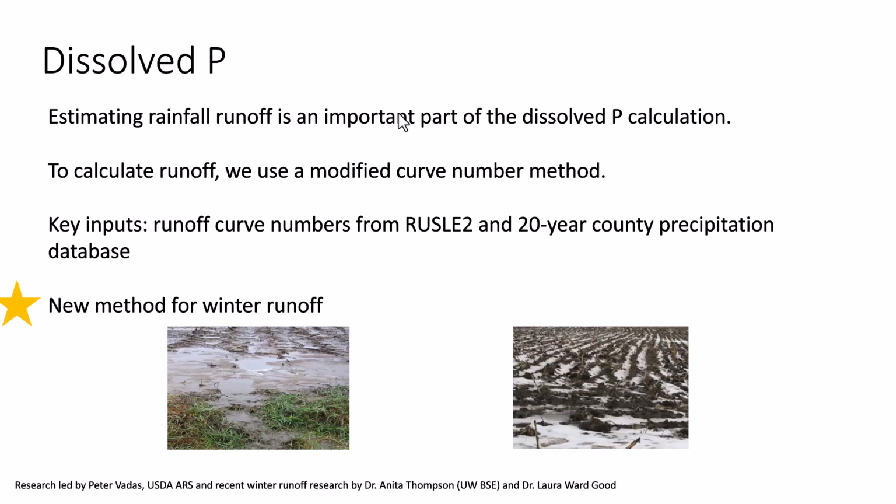The thing that's new here with the way that we're calculating dissolved phosphorus is that we have a new method for winter runoff. And the important thing to know about that method is that it's now consistent with the modified curve number method we use in the spring, summer, and fall seasons. So in the P-index, we're always calculating runoff on a seasonal basis, and we're using this method for winter runoff that allows us to account for the fact that we know in the winter less water is going to be able to infiltrate due to frozen soil conditions, and we want to account for that when we think about how much water and runoff is available in the winter.